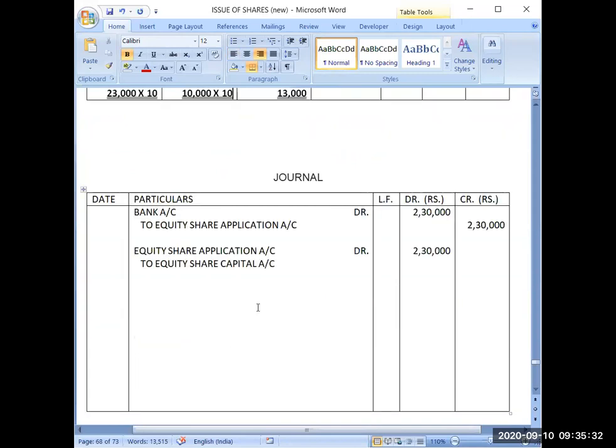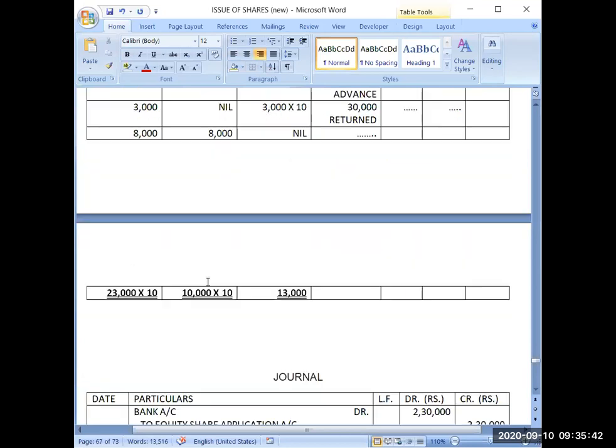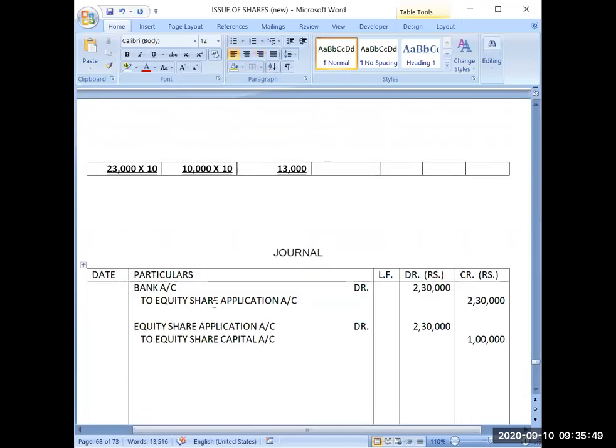If anything is not clear, let me know, please. Again, I am saying 1 lakh rupees. How did I calculate this 1 lakh? Total shares allotted is 10,000 multiplied by application money per share. Then some of the amount I will be transferring to the equity share allotment account.